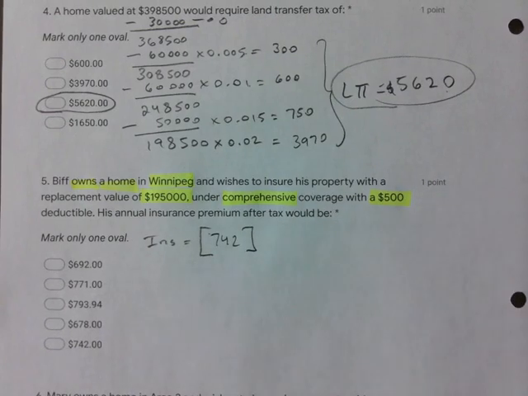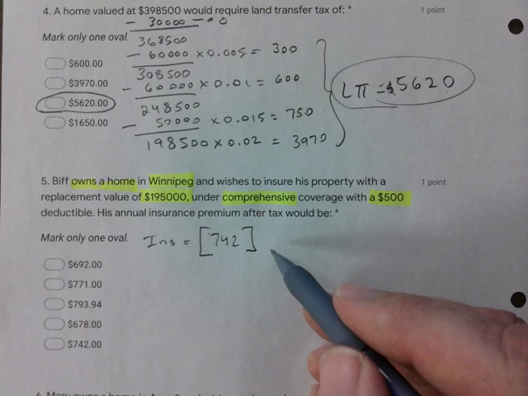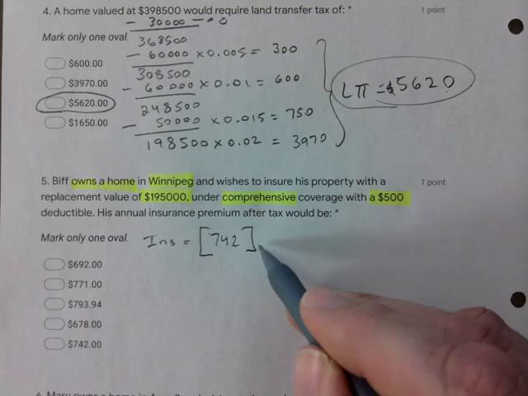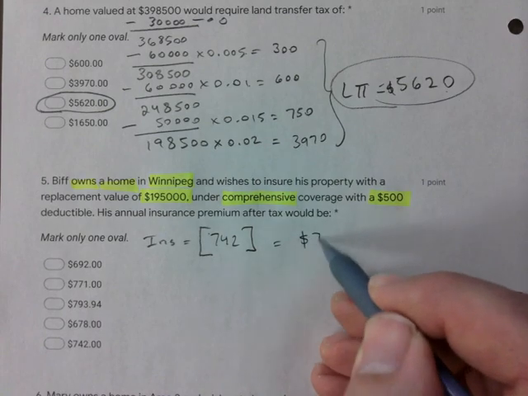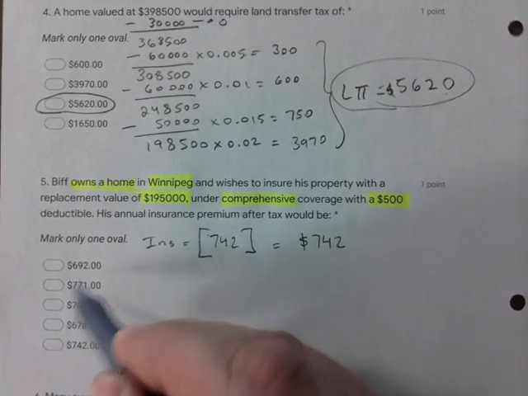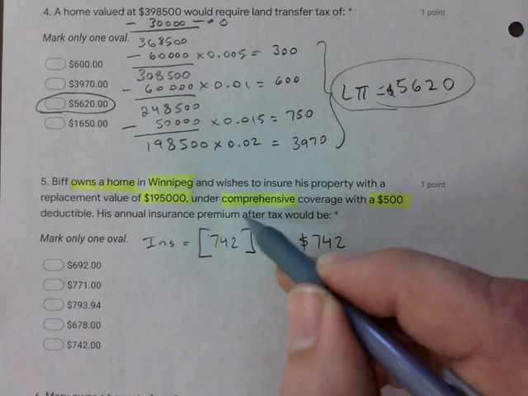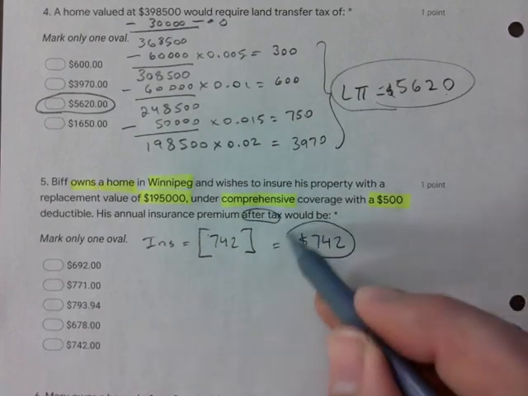I basically close it there. That's it. It's a $500 deductible, so I don't even need to multiply it by 1.10, right? So this is it. This is what it would be technically, and it's not here because we no longer have taxes, right? So this is the answer.